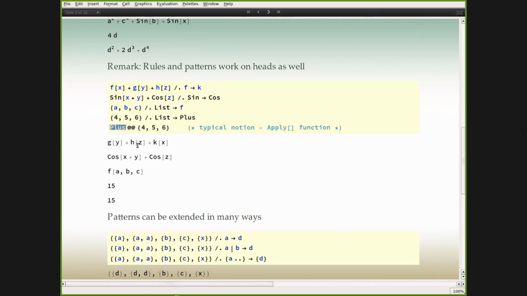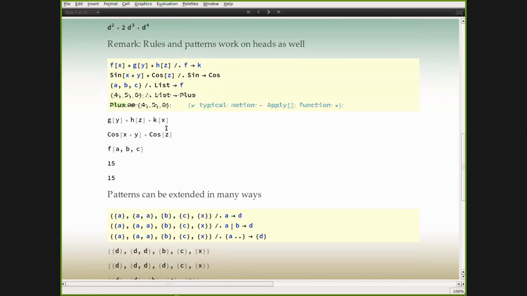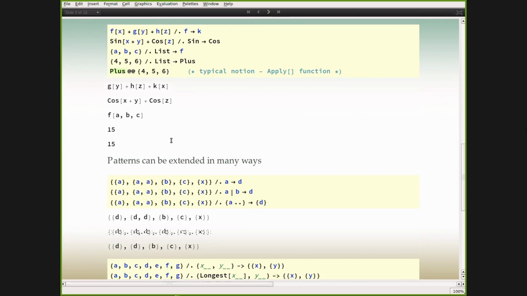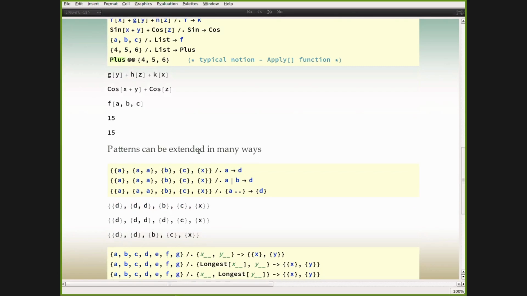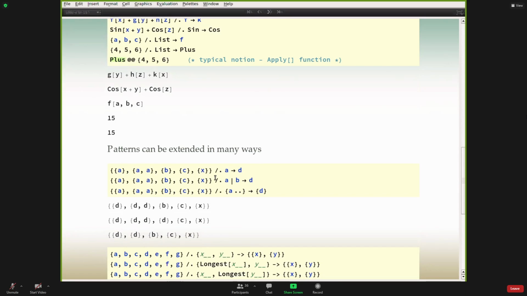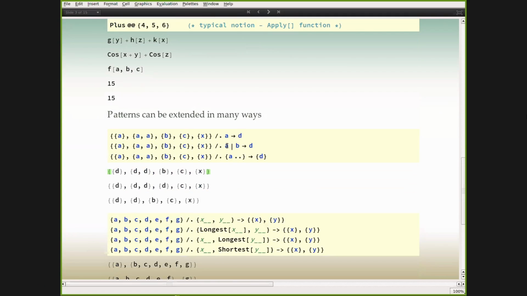As I have shown you already, this double @ sign is used as a synonym to the apply function, so you can type it that way. Okay, so if you would like to extend these patterns, I won't go into details in these topics. I want to show you some possibilities.